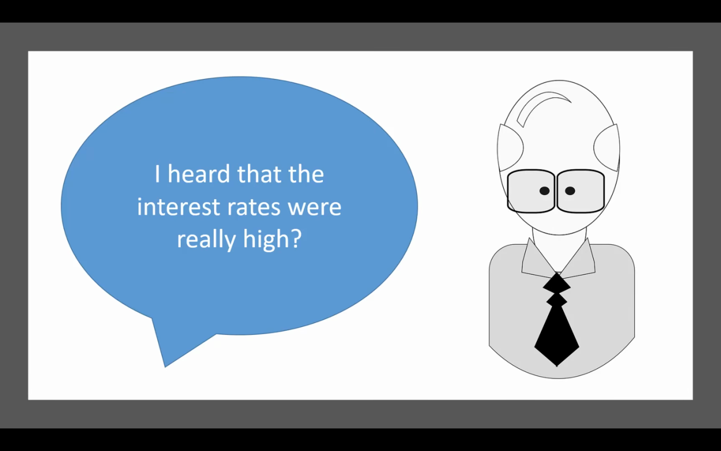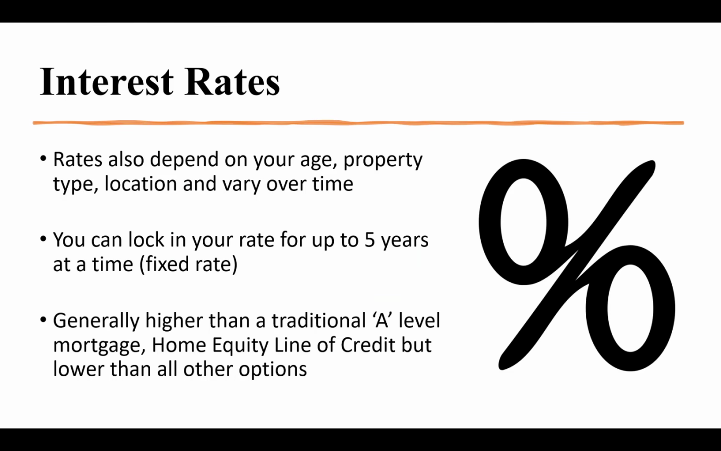So Mitch then says that he heard that the interest rates were really high. So let's talk about interest rates. Well, rates also depend on your age, property type, location, and they obviously vary over time, just like any regular interest rates and mortgage rates. You can lock in your interest rate for up to 5 years at a time, so you can get a 5-year fixed rate, and there are also variable rates available with some lenders and shorter term fixed rates available as well. The rates are generally higher than what you would call an A-level mortgage.